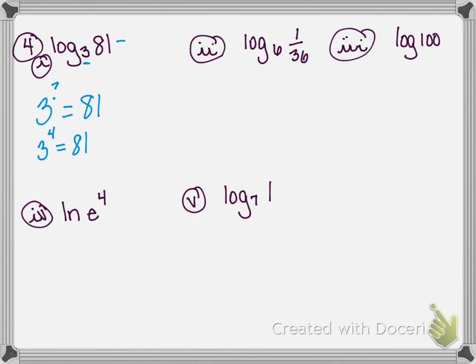But the answer to this log is that exponent. Okay? So log base 3 of 81 is 3. The answer is the 3. I'm sorry, it's the 4.